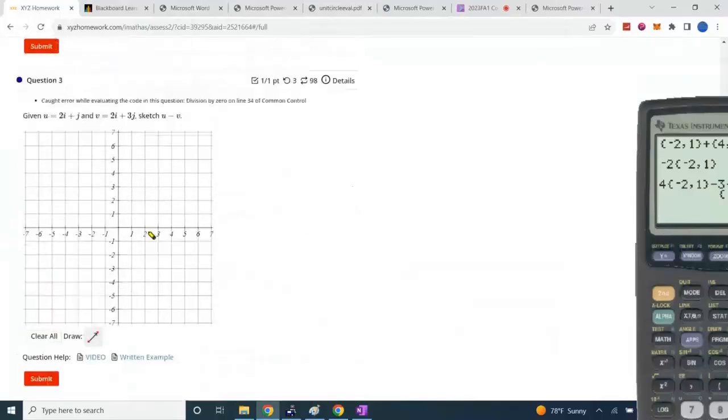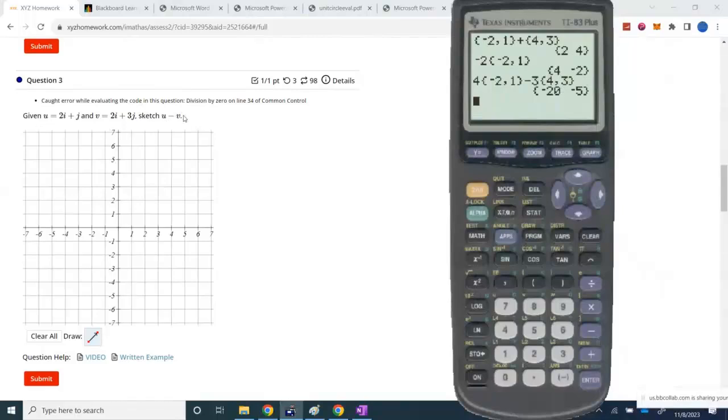Okay, so let's take a look at problem number 3. It says given that u is 2i plus j, so they're writing the vector in i and j form, and v is equal to 2i plus 3j, they want us to sketch u minus v. So what I'm going to do is use a calculator. I am going to write out u minus v, but I'm going to take it out of the i and j form. So u is actually 2, 1, right? Because the coefficient of i is 2. The coefficient of j is 1.